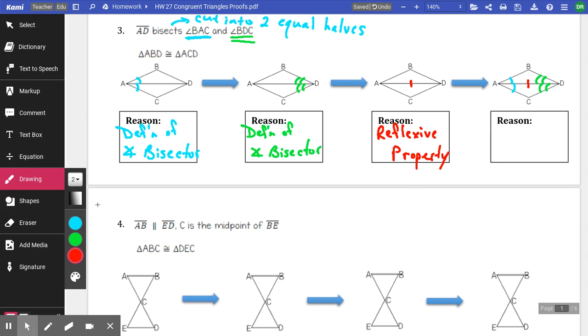And now that we've done that, we see that we have two congruent triangles. Triangle ABD is congruent to triangle ACD. And the reason is our theorem of angle side angle, because we have two pairs of angles marked, and the side that's connecting us between those two angles is also marked.